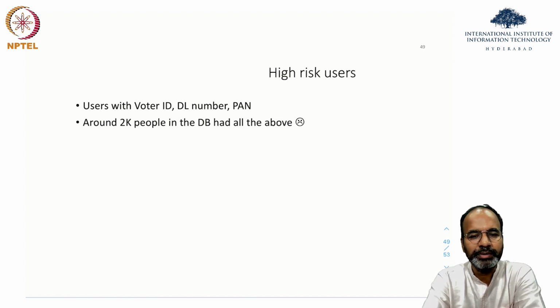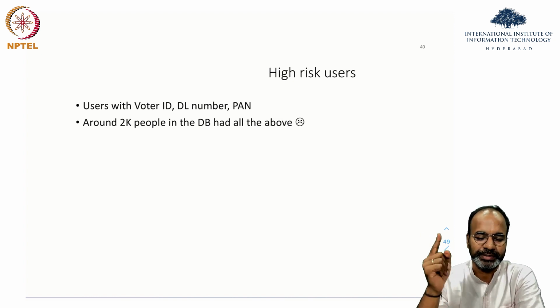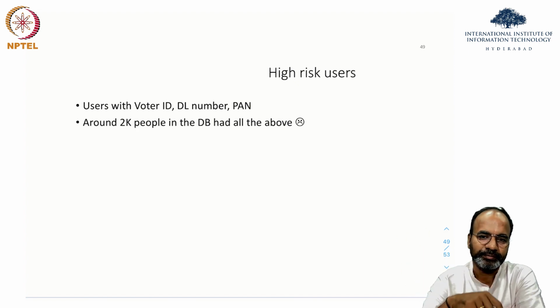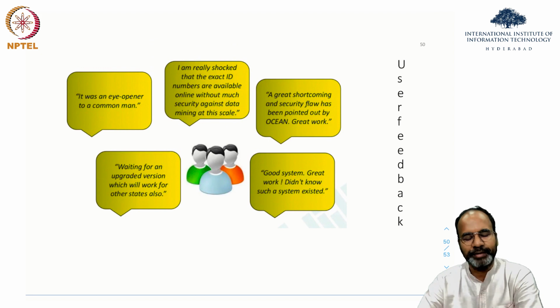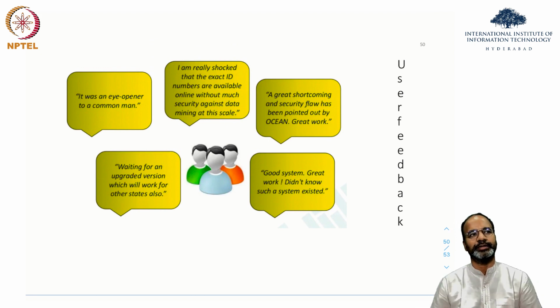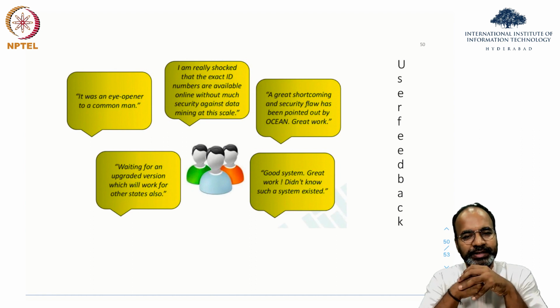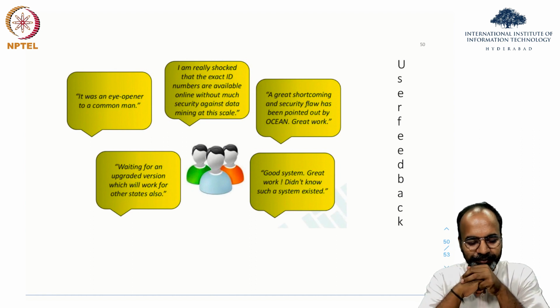So these government services, right? Users with voter ID, driver's license number, PAN number, all of them we could actually crawl from these services, and around 2K people had all of the above. So I could actually find out Manish Gupta, whose driver's license is this, whose voter number is this, whose PAN card number is this. Right. And at some point in time, we decided that we'll make this service. We'll talk to people about what they think about these kinds of services, information put together, all that.